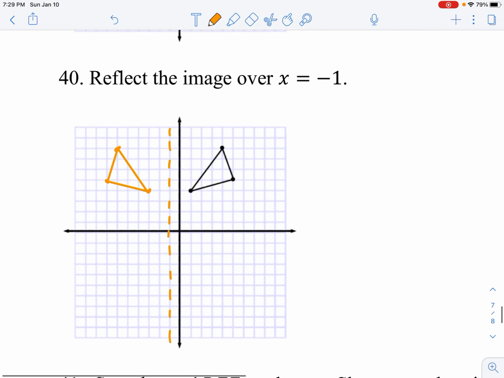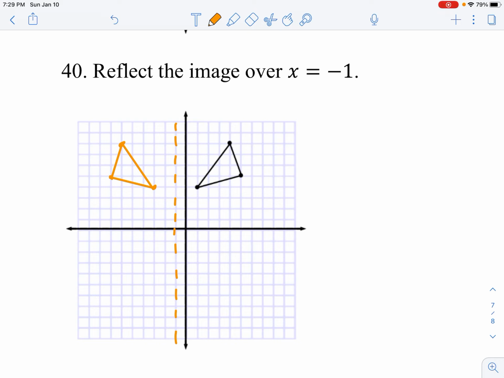Last one. Oh, no, not the last one. Number 40, reflect the image over x equals -1. This is the line, and if you don't know what this line looks like, you're not going to get this right. Like I said, x equals -1 is a line that goes through the x-axis at -1.